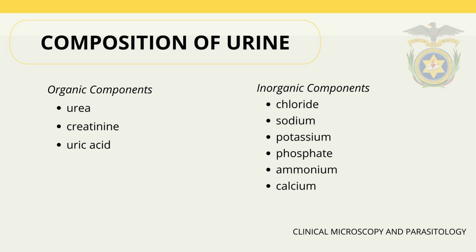In general, urine consists of urea and other organic and inorganic chemicals dissolved in water. Urea, being the primary organic component, accounts for nearly half of the total dissolved solids in urine, with creatinine and uric acid. The major inorganic component is chloride, followed by sodium and potassium.